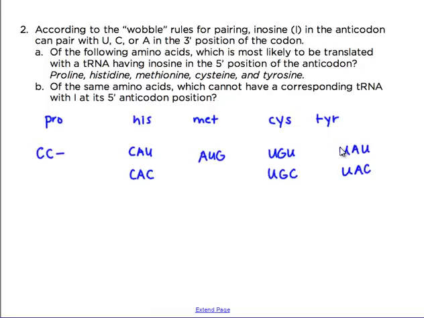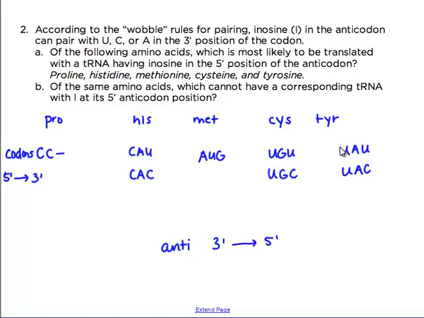So it's saying, out of these 5 amino acids, which is the most likely to be translated with a tRNA having the inosine in the 5' position of the anticodon? So remember that these that we just wrote down, these are codons. And these run from the 5' to 3' position. And anticodons, from left to right, run from the 3' to 5' position.